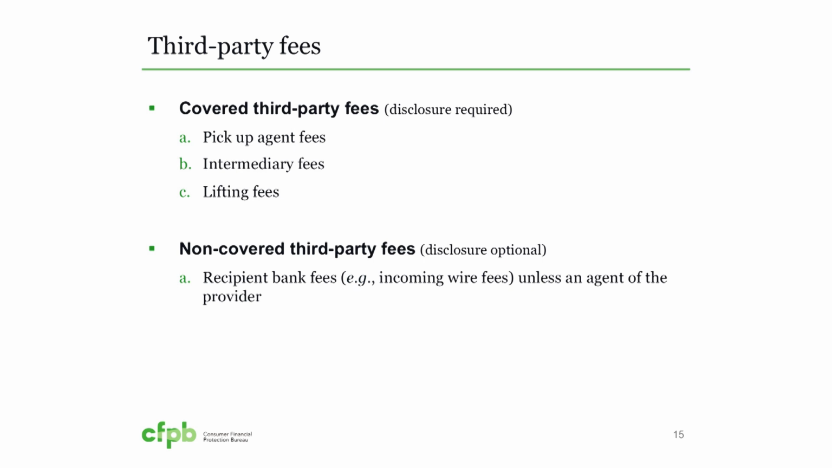Several individuals have asked what must be disclosed and where a recipient bank who is not an agent of the provider imposes both a lifting fee on the remittance transfer as well as charges the designated recipient a separate fee for receipt of a transfer into an account. In such cases, although the provider would not have to disclose the fee imposed by the recipient institution for receipt of such transfer into an account because it would be a non-covered third-party fee, the provider would still be required to disclose the lifting fee charged by the recipient bank, as it is a covered third-party fee under the final rule.